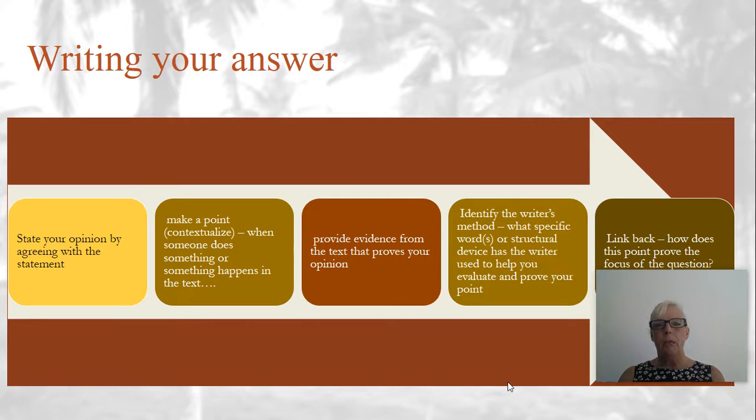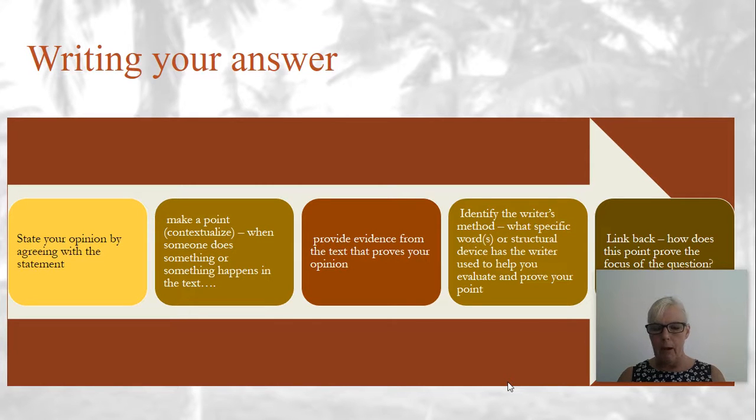And then when you make your first point, contextualize. When somebody does something and something happens in the text, then this happens. So provide some evidence from the text that proves your opinion, identifying the writer's method, what specific word maybe, or structural device. It might be zooming in or zooming out as the writer used to help you to evaluate so that you can prove your point. And then remember to link back. How does this point prove the focus of the question?